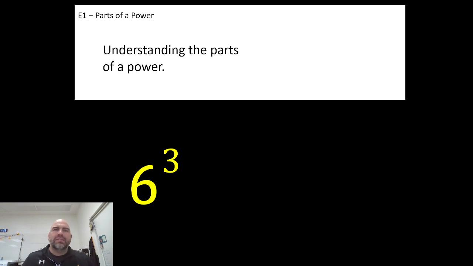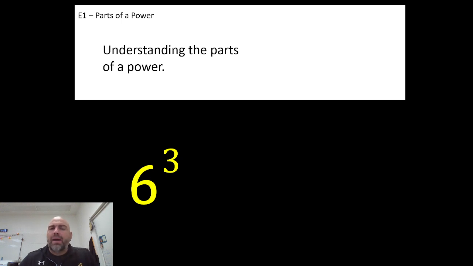Hello, welcome to this lesson where we're going to be taking a look at powers. Specifically, we're just going to dissect a power in general, as to what the pieces of that power are, and then how we can write it out and how we can describe these powers. This is going to help us as we move a little bit farther along into writing out powers as expressions and finding the answer to powers as well.